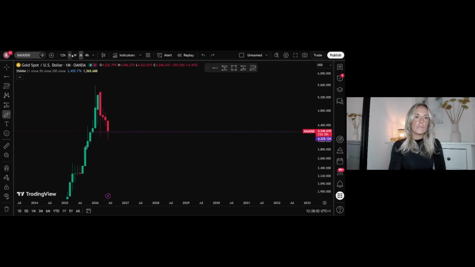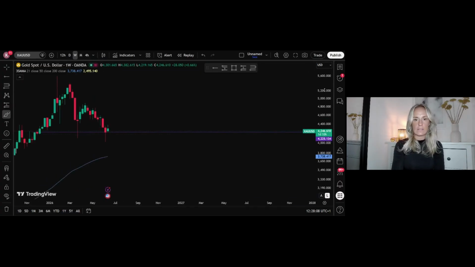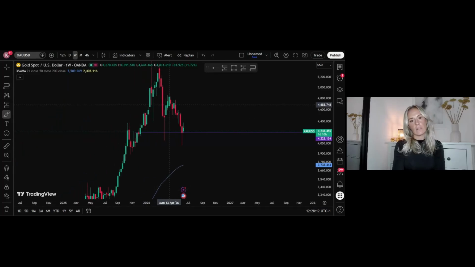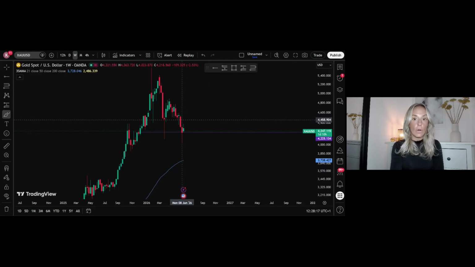There. When you zoom out, so we'll go to the weekly, so that's the weekly time frame. Every single one of these candles is 1 week worth of price action.